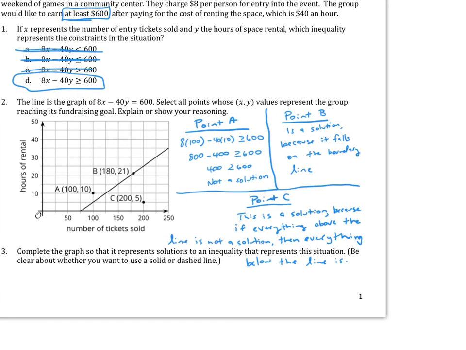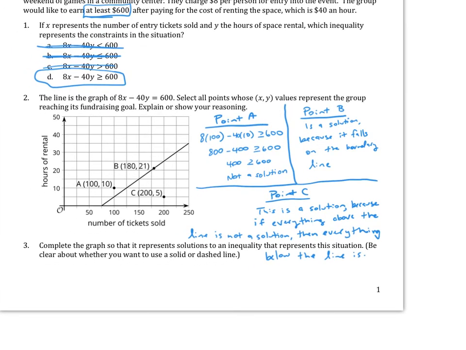The last question asks us to complete the graph so that it represents the solutions to an inequality that represents this situation. So we definitely, like I mentioned above, want to use a solid line. So I'm just going to say this should be solid. And then I'm going to shade below the line because that's where our solutions are.